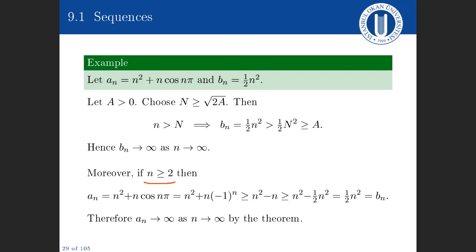Now, as long as we're at 2 or more, forget about the first term of the sequence, n squared plus n cos n pi is always the same as n squared plus n times minus 1 to the power n, and that's always bigger than n squared minus n. If n is an odd number, then these two are going to be equal. If n is an even number, then we're going to have strictly greater than. Just make it smaller again.